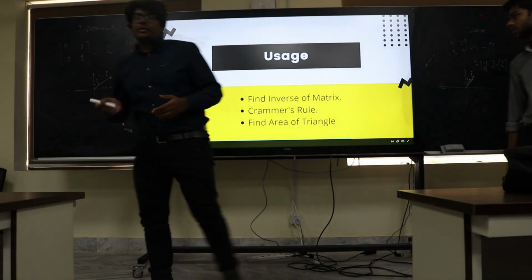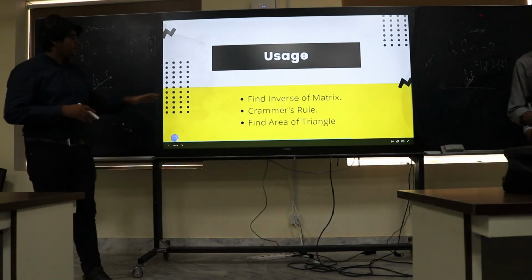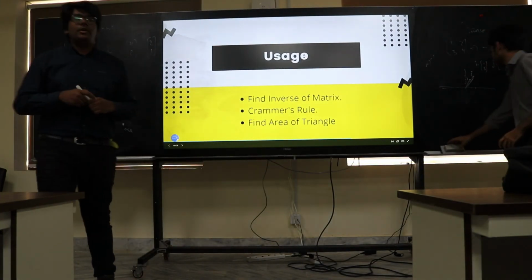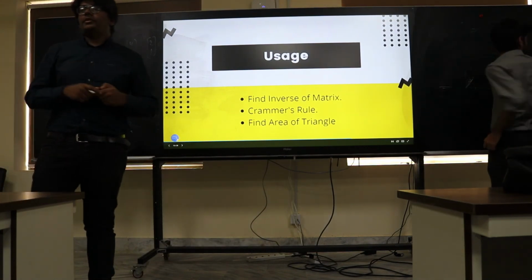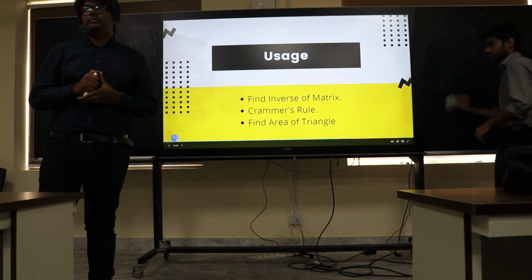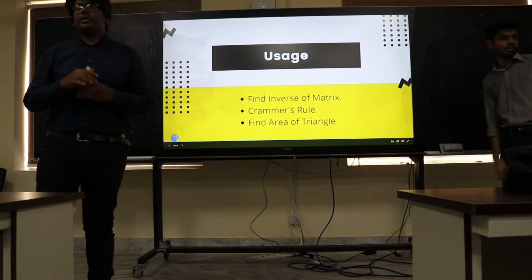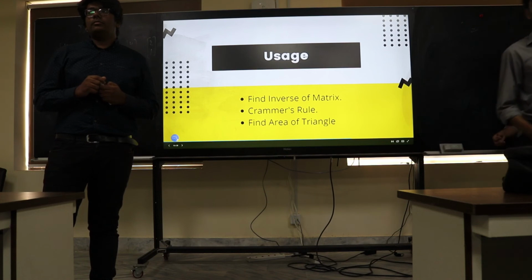Where do we use determinants? If we want to find the inverse of a matrix, we use determinants. So if there's a singular matrix, will it have an inverse if the determinant is 0? No.